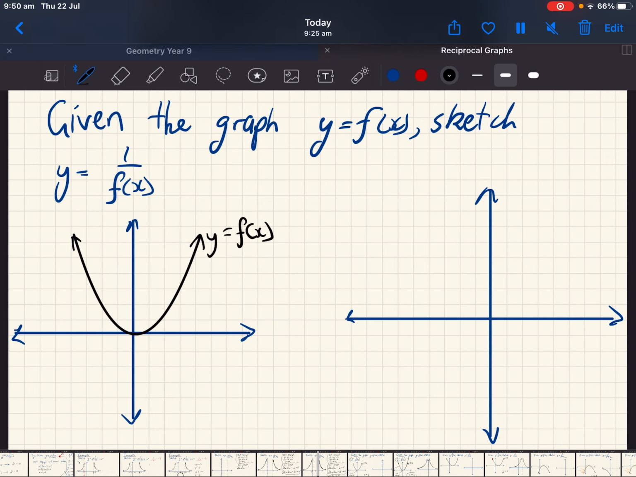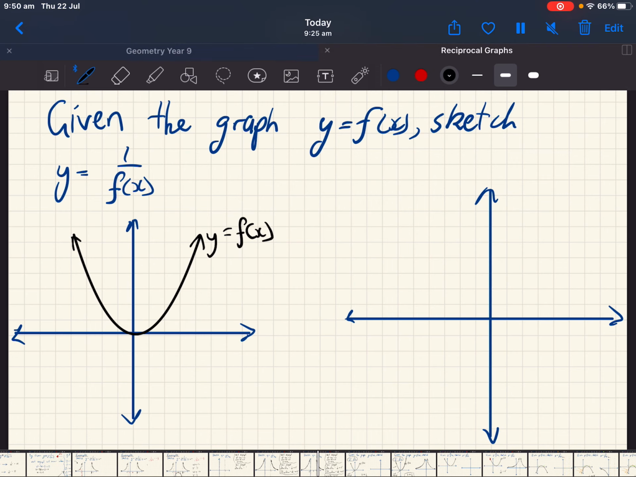Okay, these next ones are actually super fun. We don't know anything. We haven't been given the equation. We just have this function y equals f of x, and they're asking us to sketch the reciprocal of it, 1 over f of x.